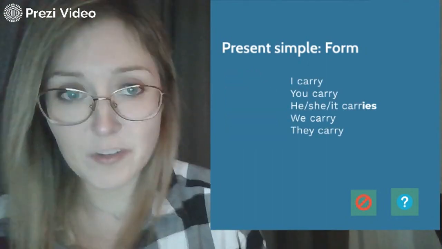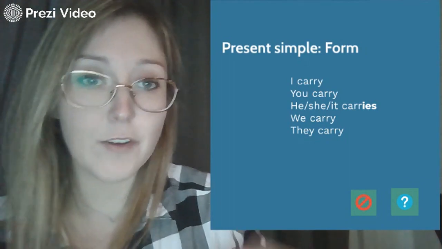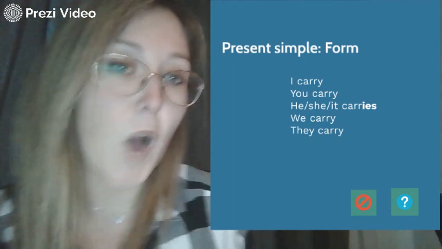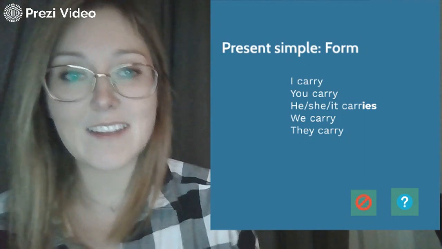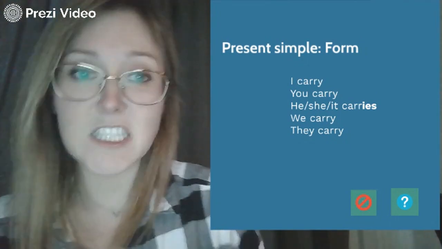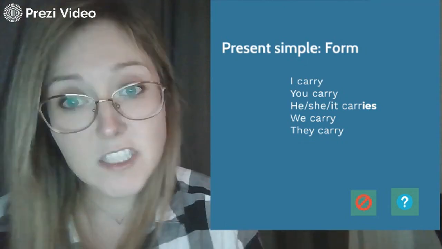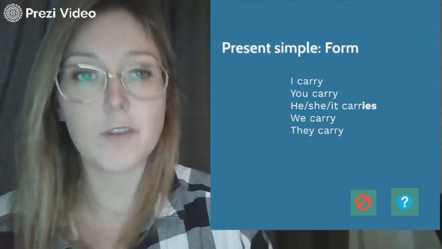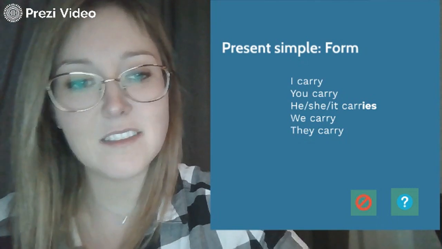You also have an exception here as well. So if your verb, your werkwoord, ends in a Y, like I carry, ik draag, again, the only thing that you have to change is for he, she, and it. But the Y changes into IE. So it becomes he carries.